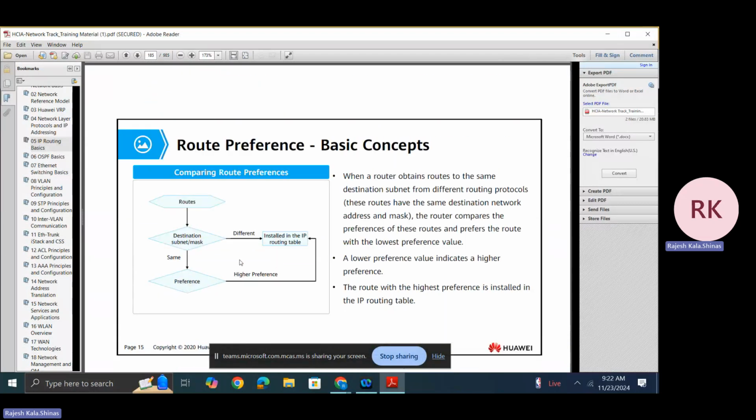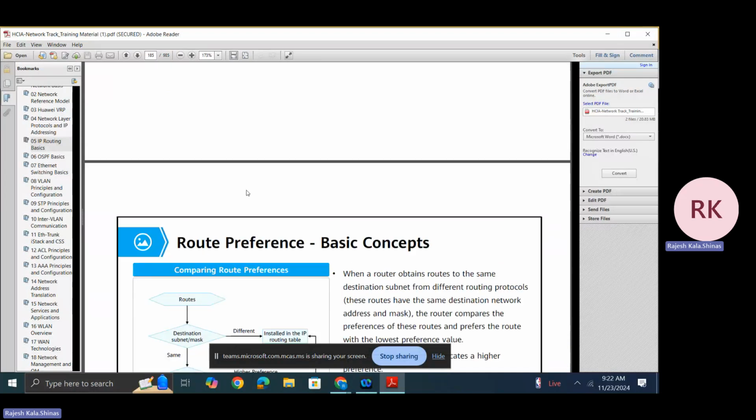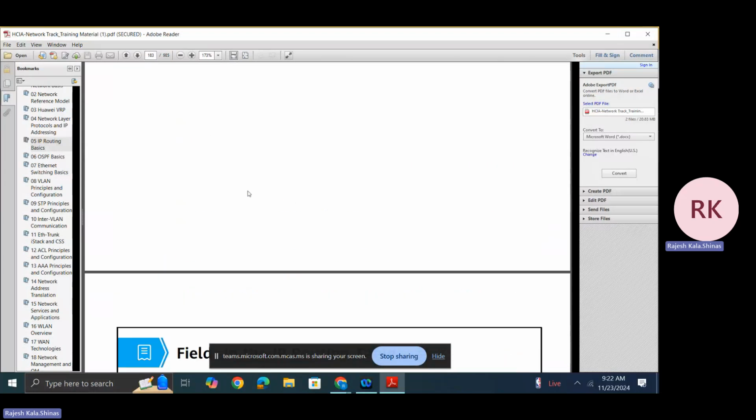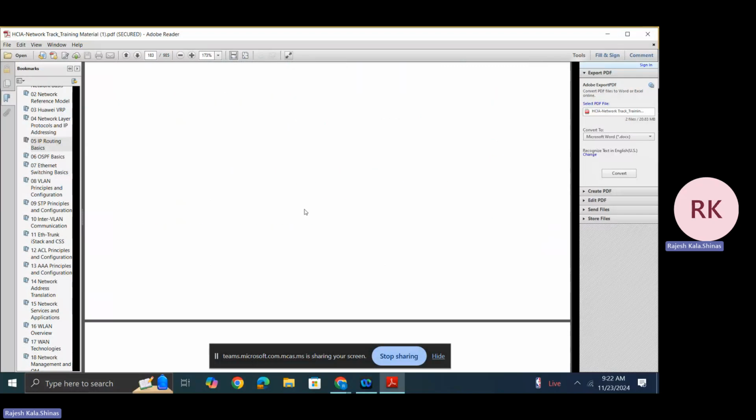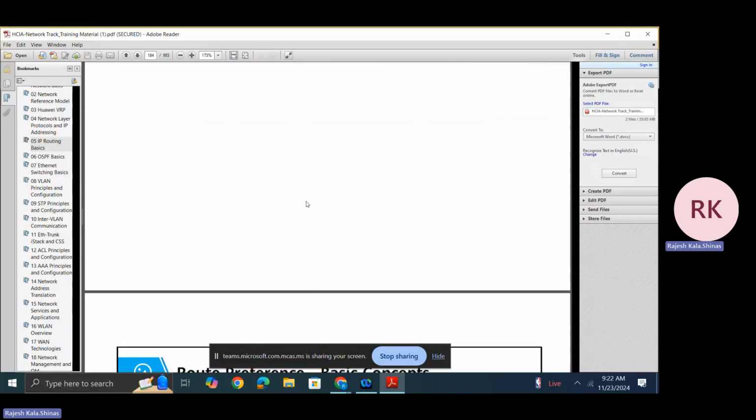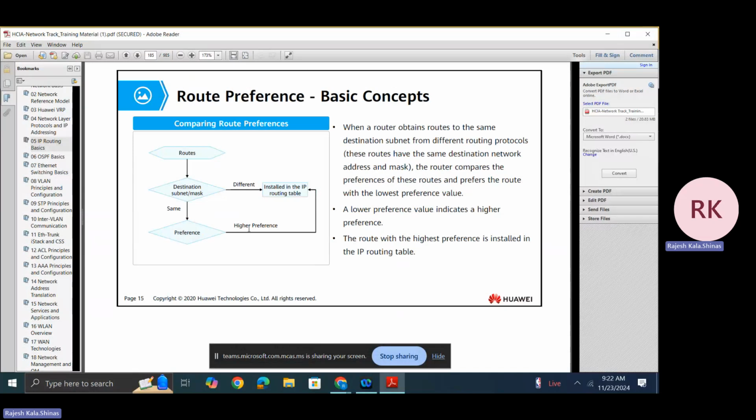Then how do we compare the route preference? We have many routes with the same destination and same subnet mask. Choose the highly preferred route, which means whichever route has the lowest preference value. If this number is less, that will be the highest preferred. So choose the one with the lowest preference value and add it into the routing table.